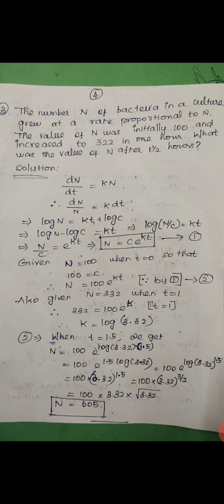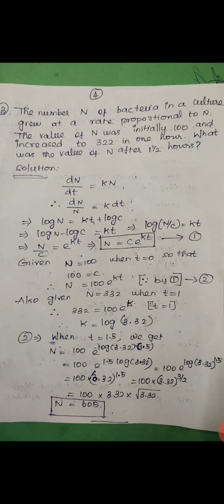Already we know the logarithmic principle: a into log b can be written as log of b power a. Here also we are using that principle. We get 100 into e power log of 3.32 the whole power 1.5. Exponential and logarithmic terms cancel, and we get 3.32 to the whole power 1.5. Therefore, we get 100 into 3.32 to the whole power 1.5.